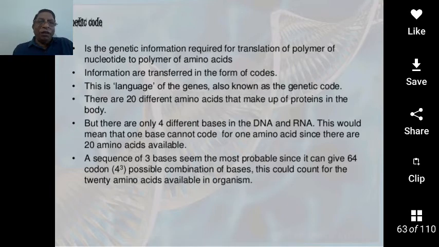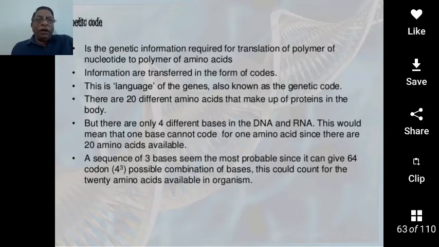It is the genetic information required for translation of polymer of nucleotide, means DNA, to polymer of amino acids, means protein. That is the genetic information required for translation of information of DNA to proteins. This information is present in the form of a code. This code is called genetic code. The language of the genes is also known as the genetic code.